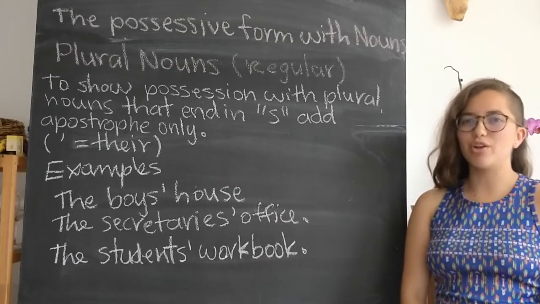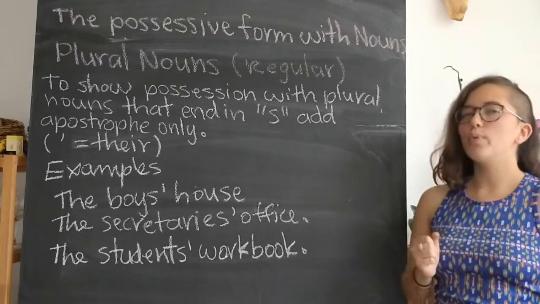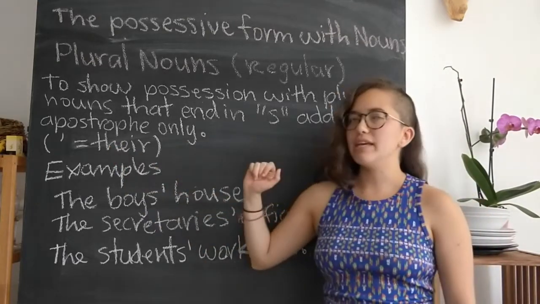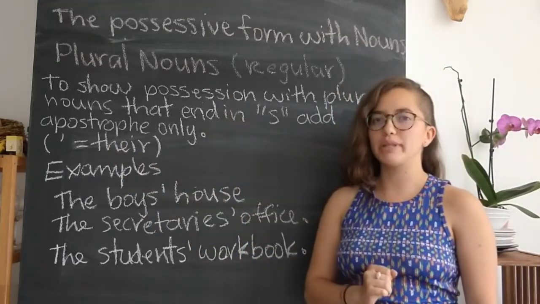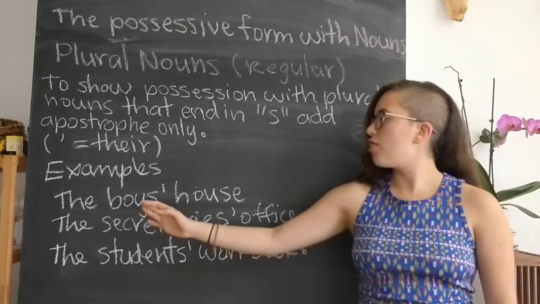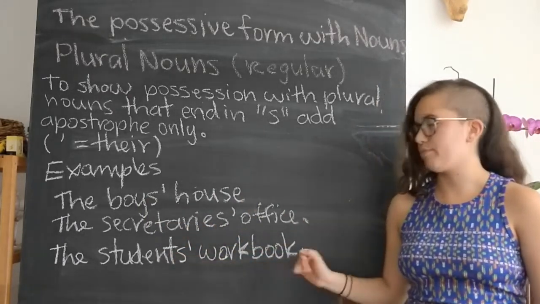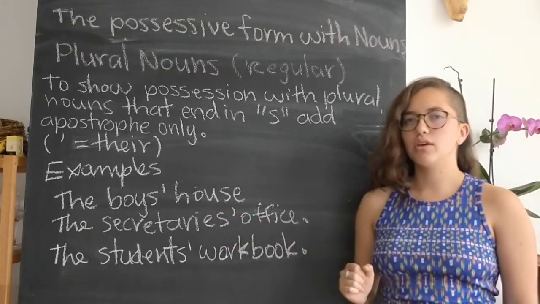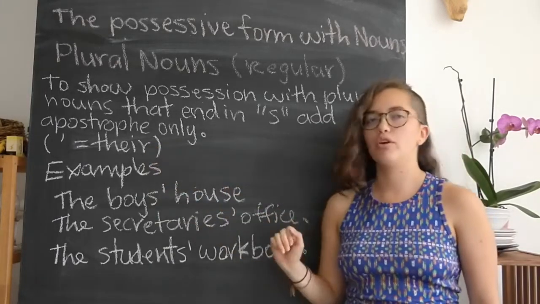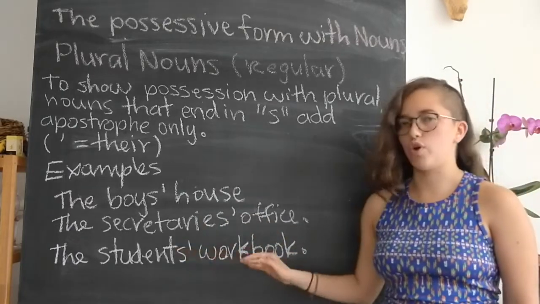Now let's look at regular plural nouns. Now to show possession with plural nouns that end in s, we add an apostrophe only. Now remember, apostrophe in the plural nouns is equal to replacing it with their. Okay, so some examples are the boy's house, the secretary's office, the student's workbook. Any of these words or pronouns we can replace with their. So we could say their house, their office, or their workbook.